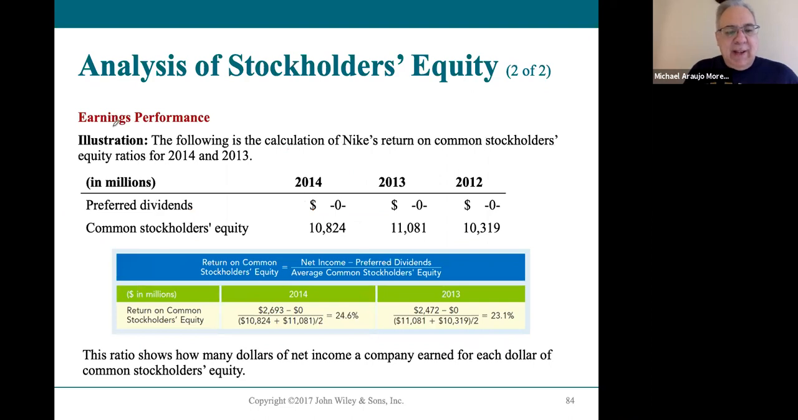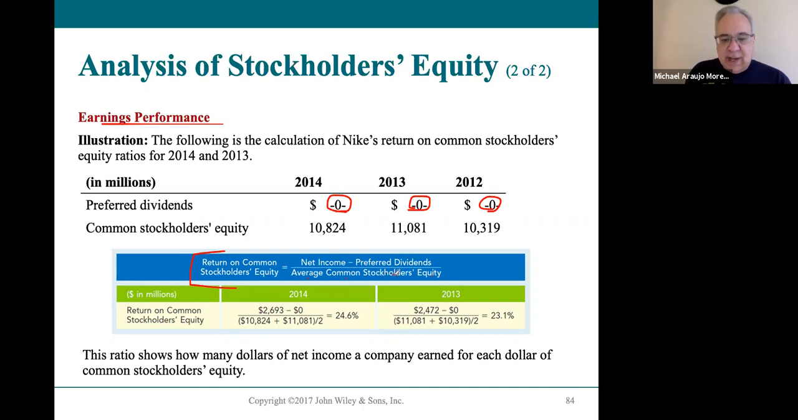Another thing we look at is the earnings performance. How are stockholders doing when you compare the profits of the company to their equity in the company? That we call return on common stockholders' equity. It is, in essence, the comparison of the profits of the company, which is the net income. We do subtract any preferred dividends, but like I was saying, most companies don't have preferred stock, including Nike. So most of the time that's zero. So the net income divided by the average common stockholders' equity.